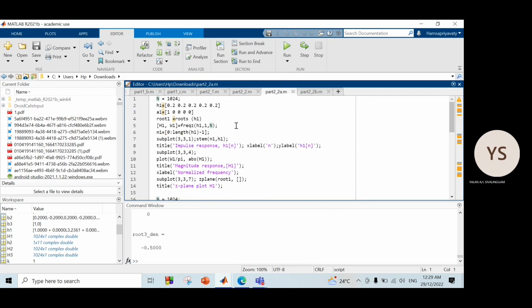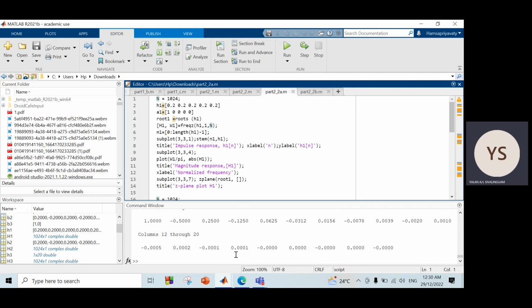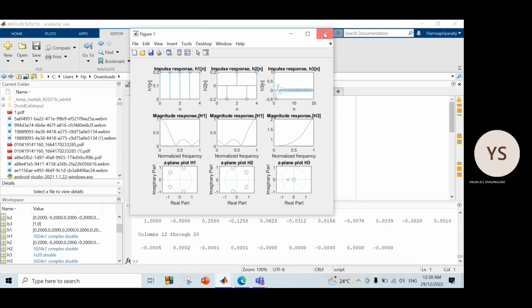And this one is the code to get the impulse response, magnitude response, and the Z plane in one graph. So the n value equals 1024. So when we run, we will get the impulse response, magnitude response, and then the Z plane plot for H1, H2, and H3.